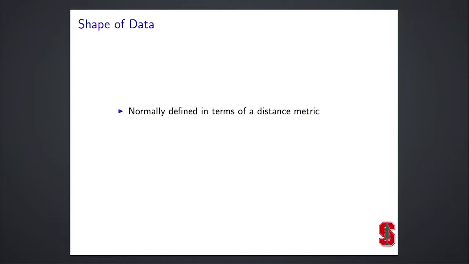Okay, so how is the shape of the data defined? Normally it's defined in terms of a metric on the data. I often think of the data as just finite metric spaces; that is the right area to work in when dealing with data. It can be Euclidean distance, but there are lots of variants on that.